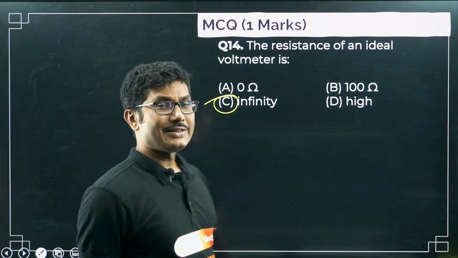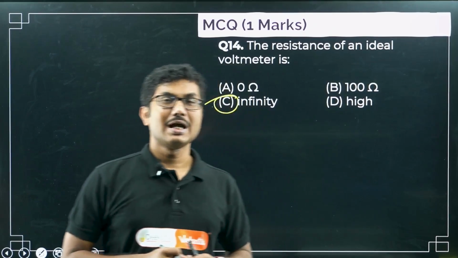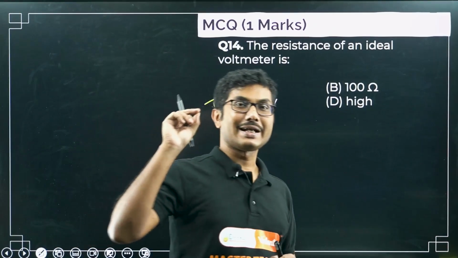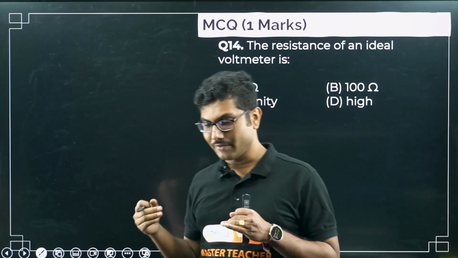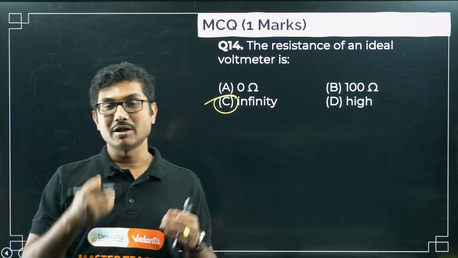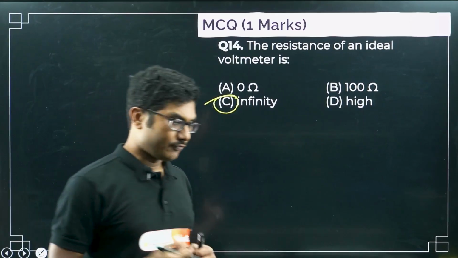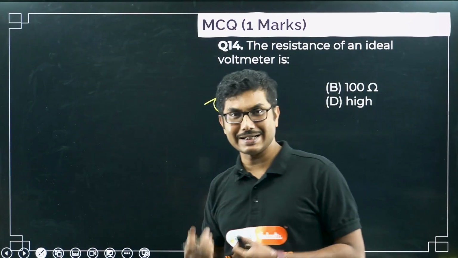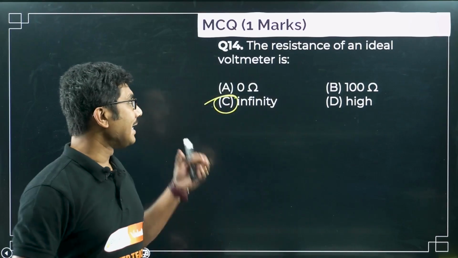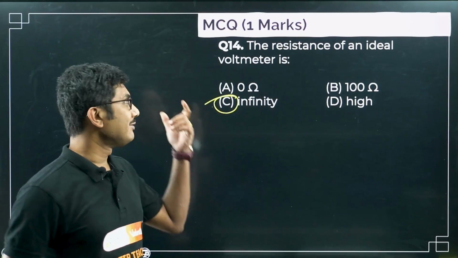Okay, the resistance of an ideal voltmeter is infinity, because when it is connected in the circuit, it is connected in a parallel combination, and it should have such a high resistance that it does not consume any current of its own. It can only measure the potential difference across any component in the circuit, right? So that's why the ideal resistance of a voltmeter should be infinity.